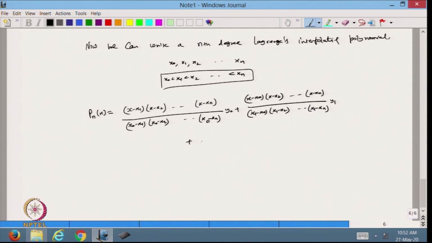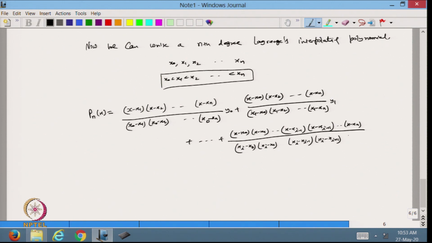so if I go to the ith one, I can write it as (x minus x0)(x minus x1) up to (x minus x(i minus 1))(x minus x(i plus 1)) up to (x minus xn), divided by (xi minus x0)(xi minus x1) up to (xi minus x(i minus 1))(xi minus x(i plus 1)), and in the end (xi minus xn). This is corresponding to the yi.